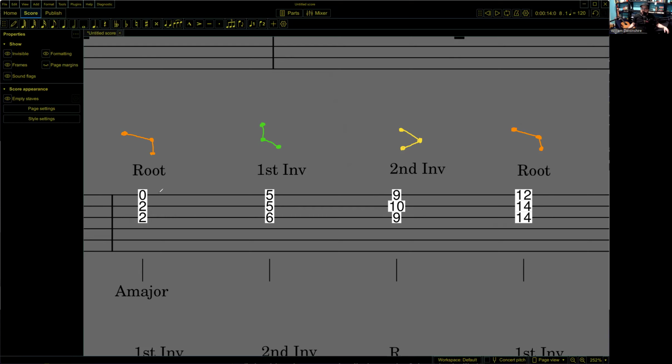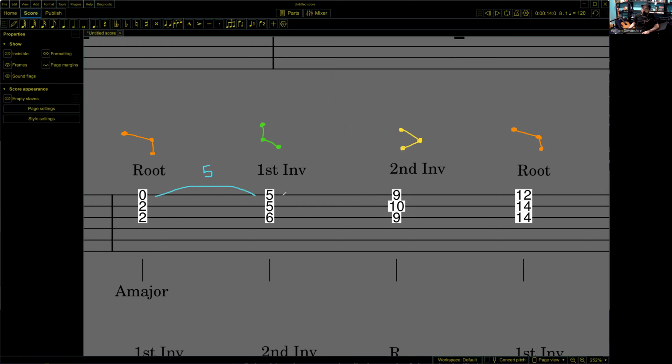So root to first inversion, so from here to here, is going to be a distance of 5, right? We've got a +5 if we want to move up to it, and it's a -5 if we want to move down from the first to the root. So from root to first, it's +5, and from first to root, it's -5. So we can say +5 this way, and then -5 this way. Okay, so let me just write that. I'm just going to write that as a 5. It's a distance of 5.